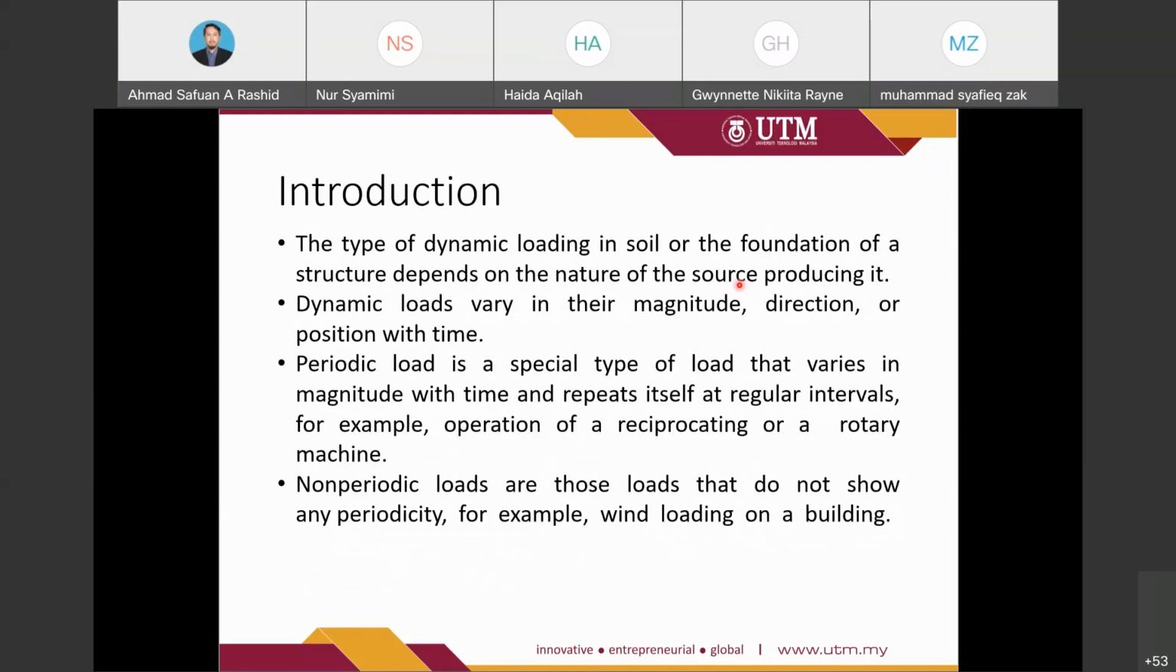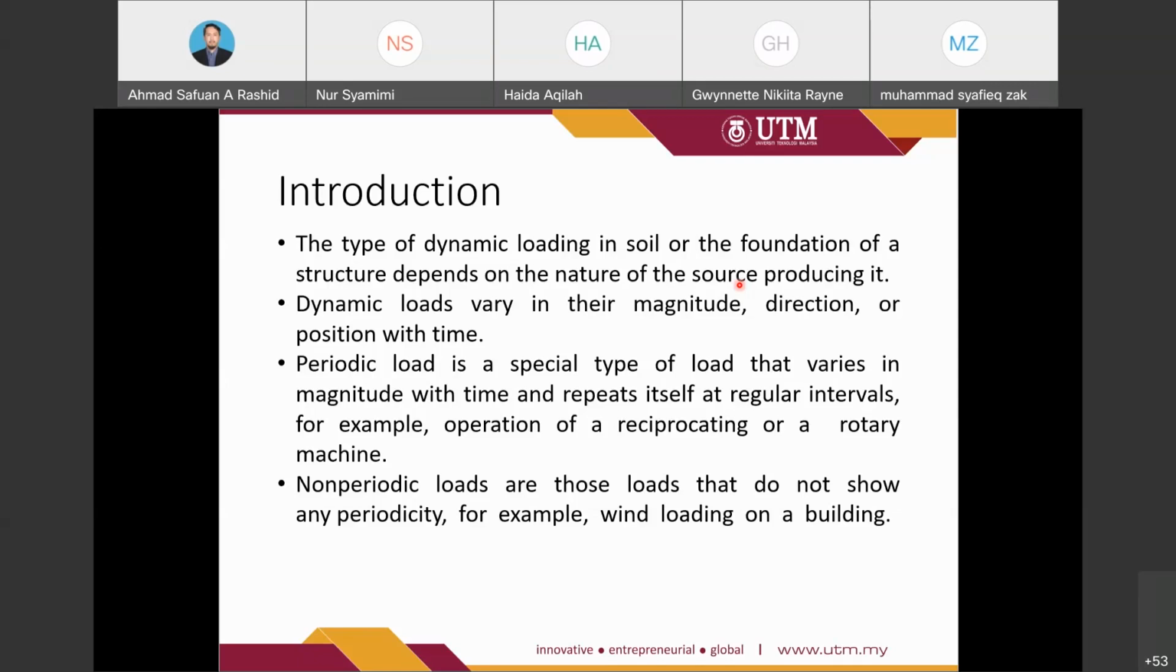The type of dynamic load in soil or on the foundation of a structure depends on the nature of the source producing it. Dynamic loads vary in their magnitudes, directions, or positions with time. Here we have periodic loads, a special type of load that varies in magnitude with time and repeats itself at regular intervals.